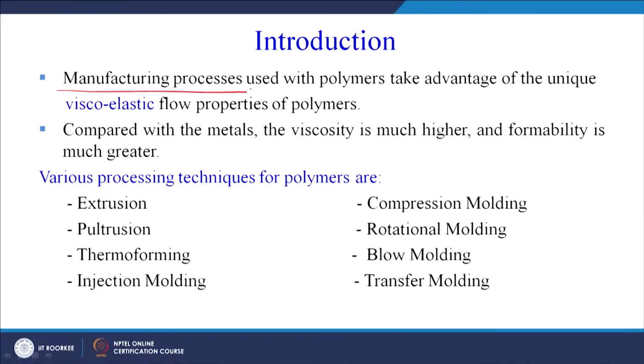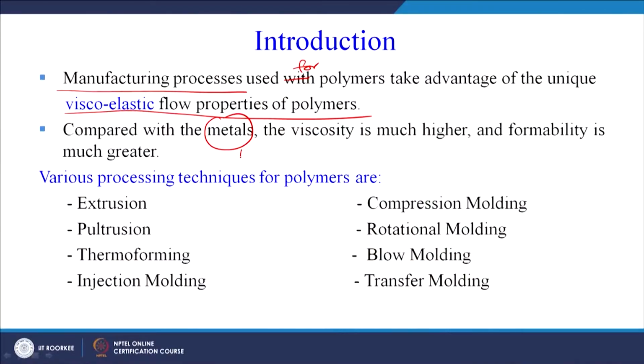The manufacturing processes used for polymers take advantage of the unique viscoelastic flow properties of the polymers. We are not going to discuss the details about the viscoelasticity, but we can say that it is easier to process the polymers, by melting them and then shaping them, as compared to other materials which are difficult to process.